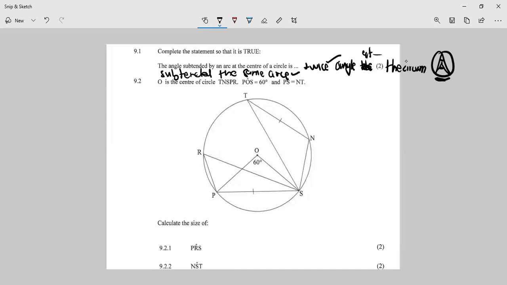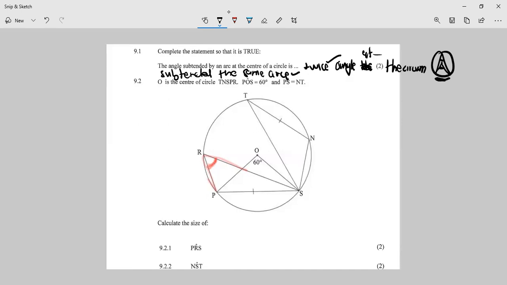So let's go to 9.2, the circle. They're saying calculate the size of angle PRS. So it's this angle over here, PRS. It's that angle right there. It's important, guys, that you know which angle they're talking about. You need to be able to isolate the angle they're referring to. Even if the circle looked really complicated, you need to be able to see through all the complication and isolate the angle they're talking about. I cannot stress how important that is. So let's go ahead and figure that out.